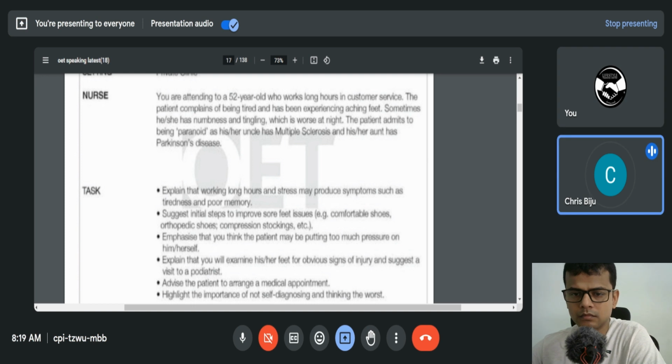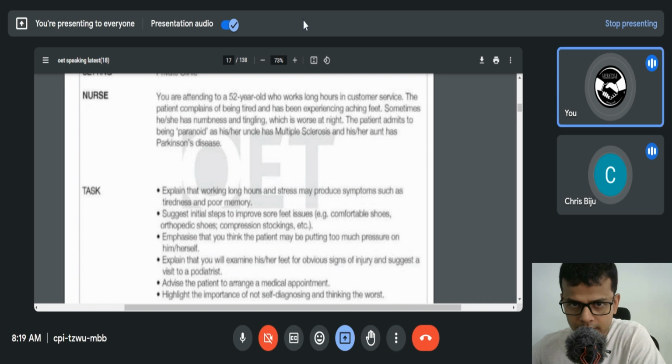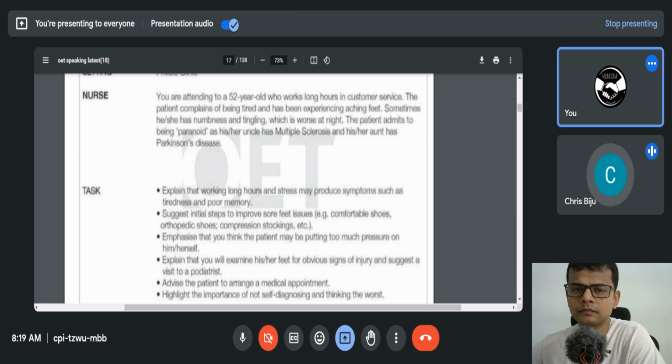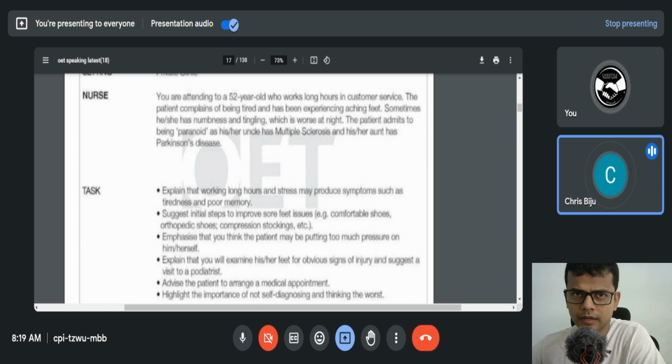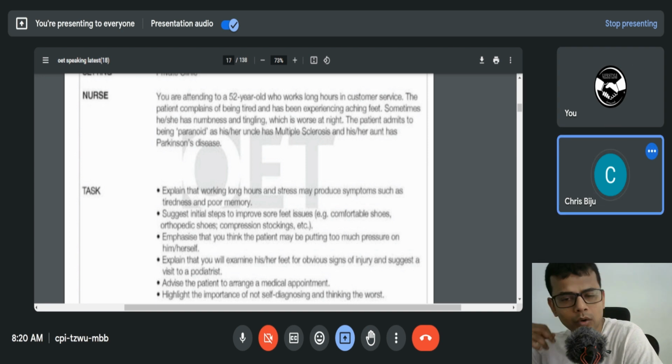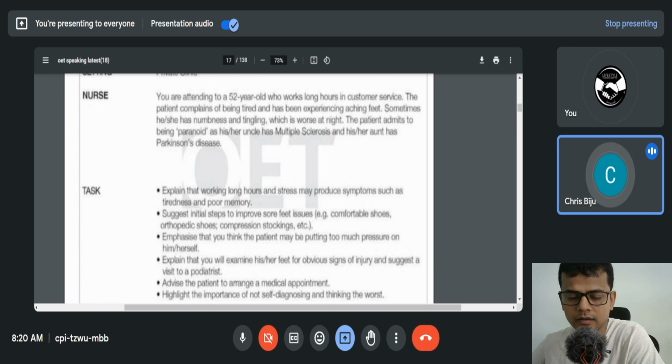All right. Now, what I will do is I will examine your feet. I will observe your foot for any signs of injury, and based on my examination, if required, I will suggest a visit to a podiatrist. Is that all right? Okay, that's not bad.